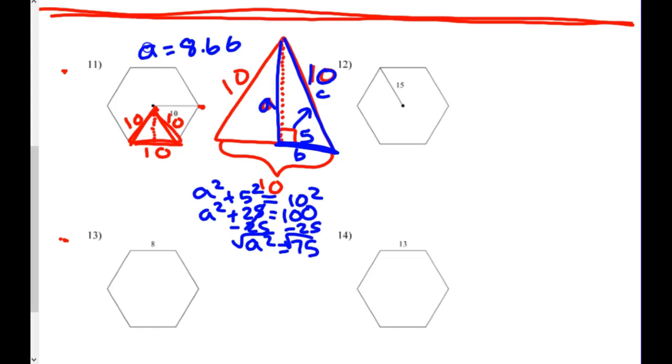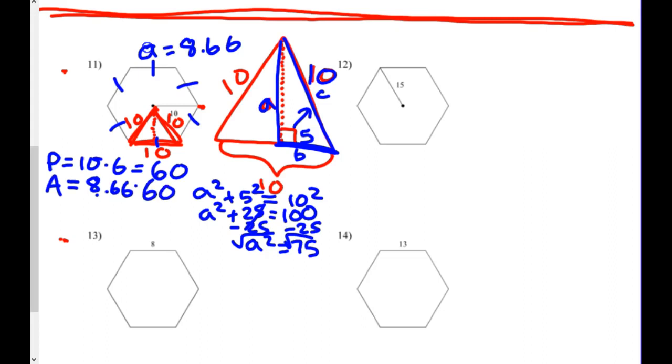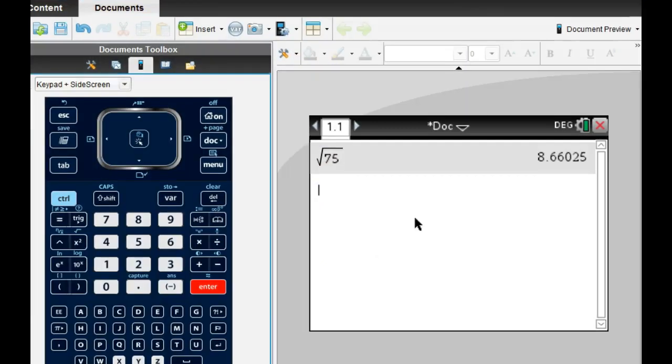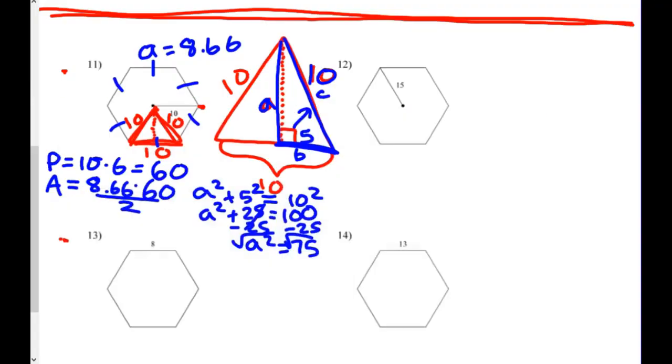Now, can I figure out the perimeter? Yep. 10, and there's how many sides? 6 sides. So the perimeter equals 10 times 6, which is 60. And the area is apothem, 8.66, times perimeter, 60, divided by 2. So let's do 8.66 times 60 divided by 2. And I get 259.81.